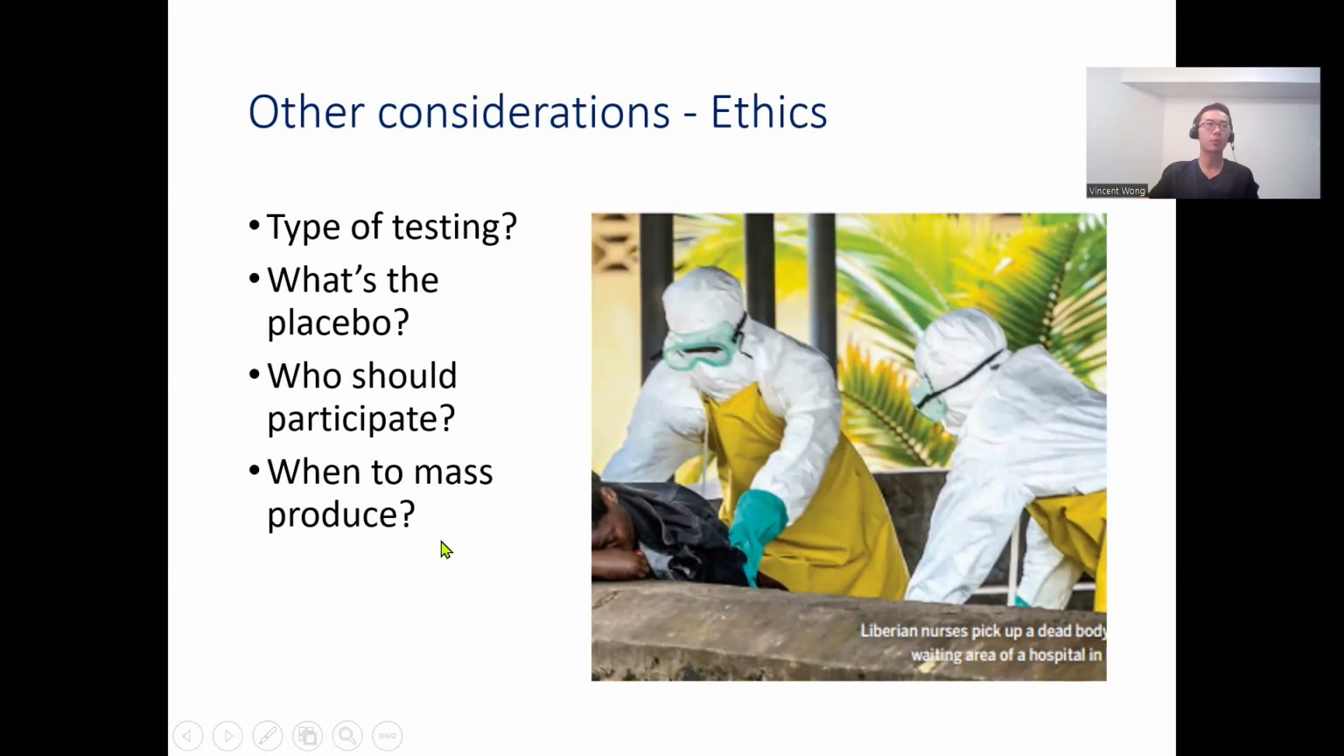and when to mass produce. Pharmaceutical companies don't want to create a lot of a new drug before they know if it's going to work or not, right? Like, what if you invest all this money to make all these vaccines and it turns out to be ineffective? Then you waste money and you waste resources, right? So normally speaking, they don't do that. They wait until the trial is done and then they mass produce.